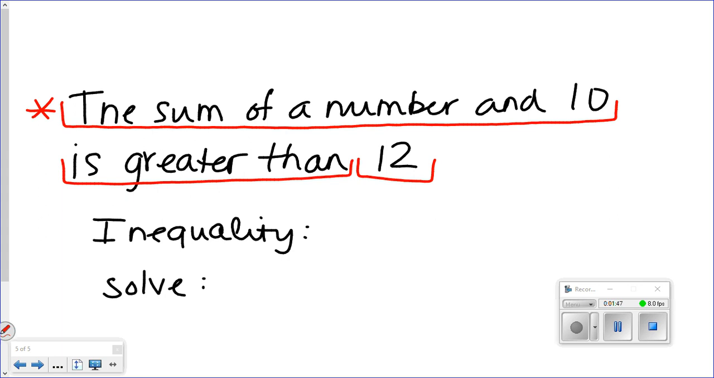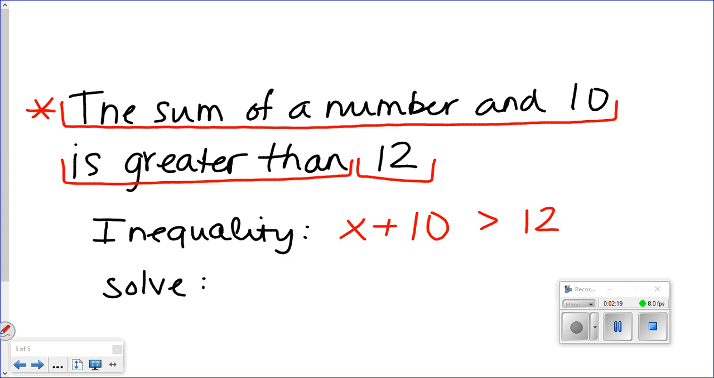So if it says the sum of a number and 10, what does that look like, Aiden? Bingo. X plus 10. That's the first part of my inequality. Good job. Now my second part is the sign that I'm going to need. Is greater than. Well, guess what? That's my greater than sign. And then 12. You just wrote an inequality from a sentence. That's the inequality. Now it says solve.